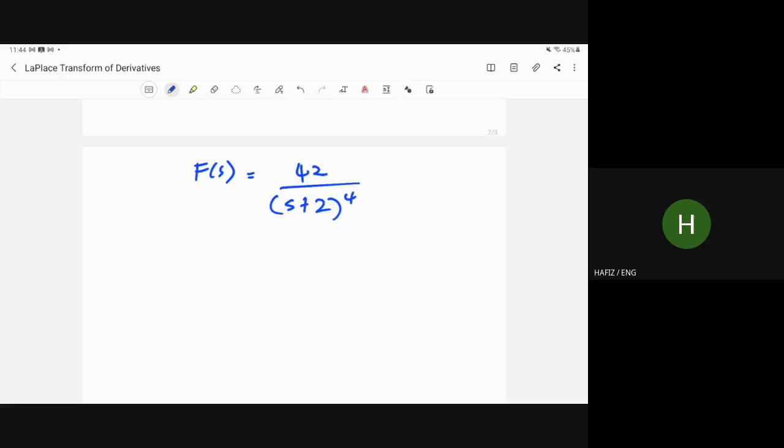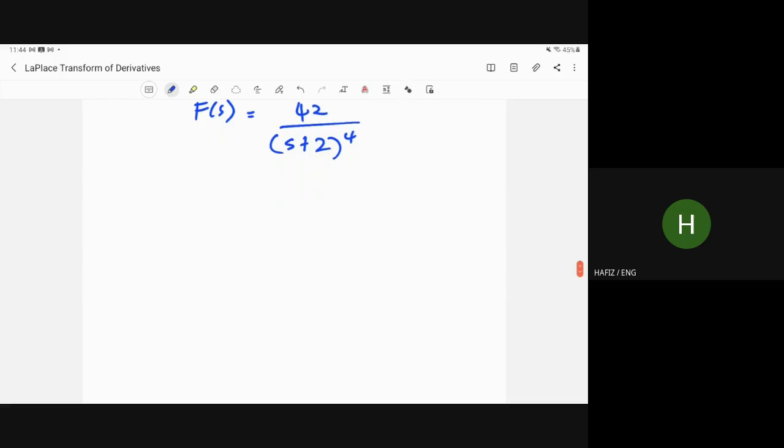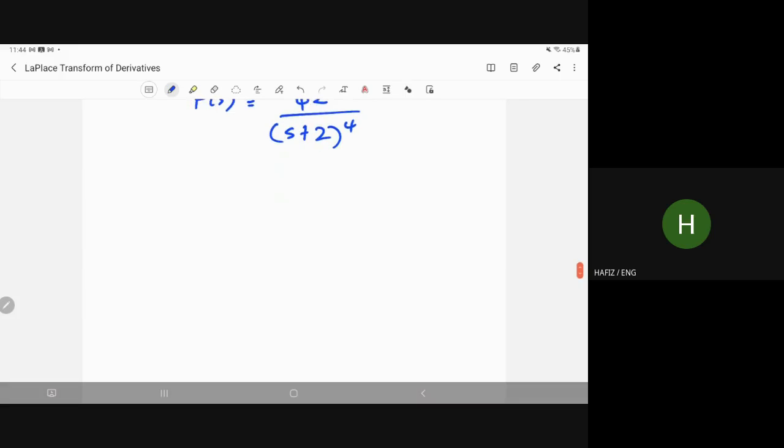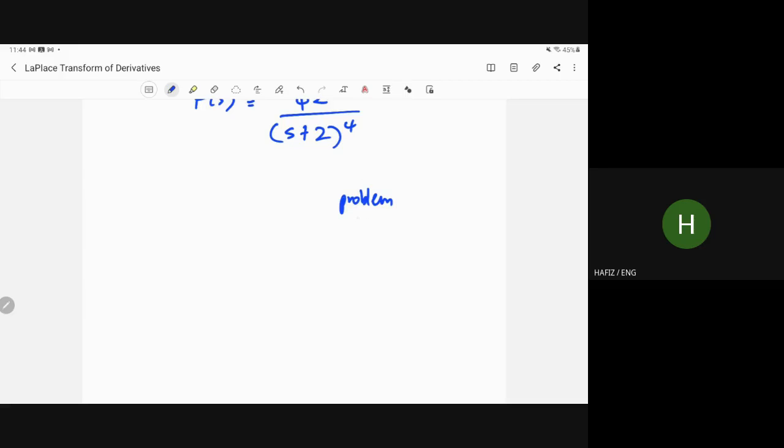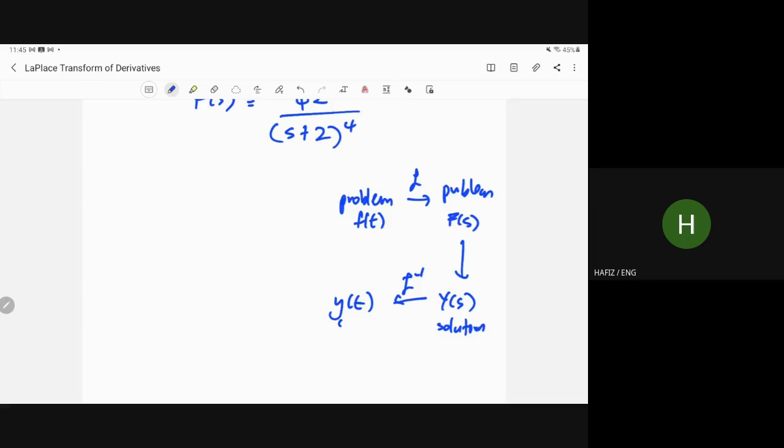Okay, so I don't think I want to draw it again, but I'll just draw quickly. We have the problem before in the time domain. Then we transform into the frequency domain. Then we solve it, and we have the solution in the frequency domain. And then we will inverse Laplace to get the solution in the time domain. So right now we are here.